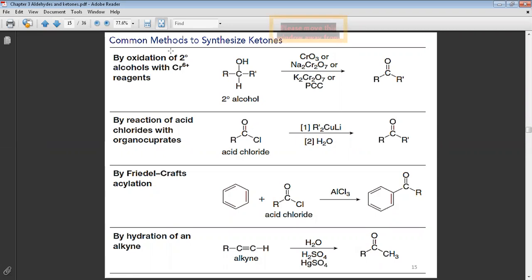We have oxidation, reduction. Also we have Friedel-Crafts acylation. You know this procedure. Okay, you know this procedure. Also the mechanism. It is clear for you. Acylation for the benzene compound. Also by hydration of an alkyne. Also you know this reaction. Also it will give you enol form, and the enol form by tautomerism it will be converted to the keto form.